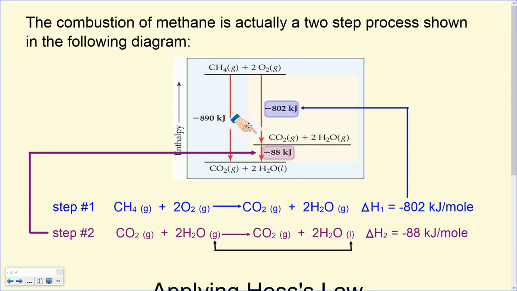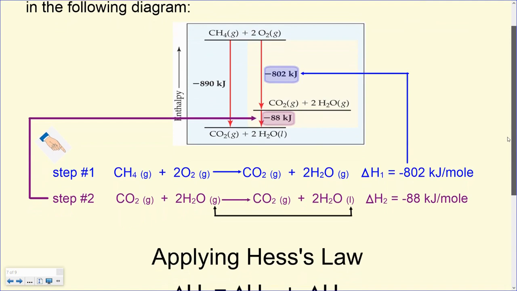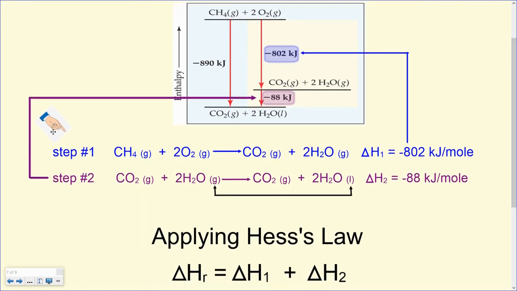The second step involves carbon dioxide and water reacting, and the gaseous water converts into liquid water. So there's an equation representing step 2. The enthalpy of reaction for step 2 is negative 88 kilojoules of energy. So this is a two-step reaction. Now here's what Hess's Law states. Hess's Law states that the overall enthalpy of a reaction is equal to the sum of the enthalpies of the series of reactions that lead up to that overall reaction.